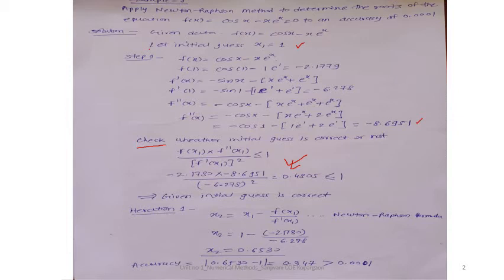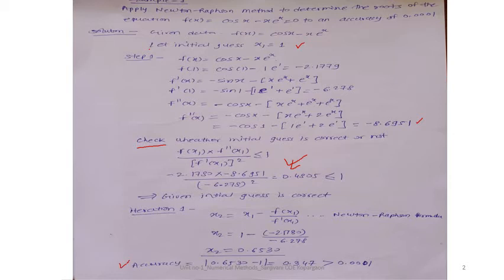So let us start with the first iteration. The first iteration is x2 is equal to x1 minus f of x1 upon f dash of x1. So x2 will be 1 minus f of 1 upon f dash of 1, that is minus 2.1780 upon minus 6.278. So x2 value will come to 0.6530.